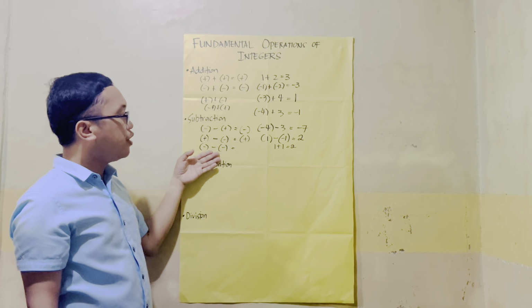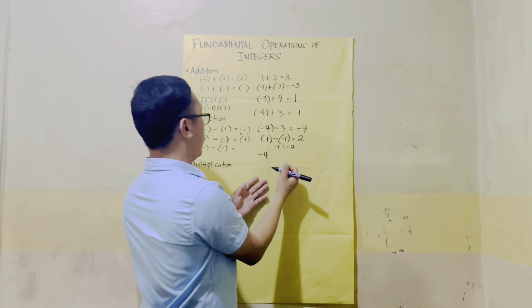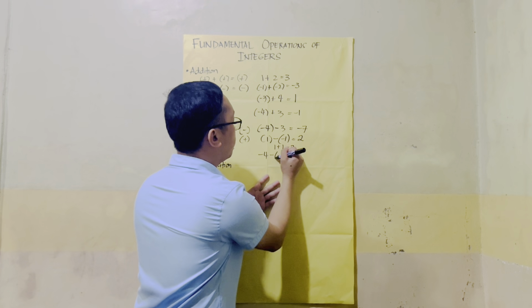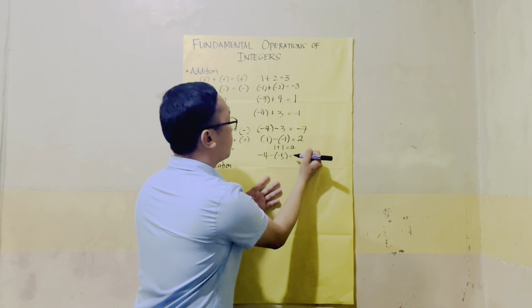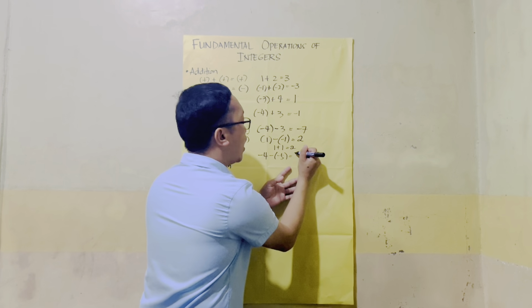That's why the answer is positive 2. And then for the third example, let's say negative 4 minus another negative number, negative 5. So the answer for this is positive 1.